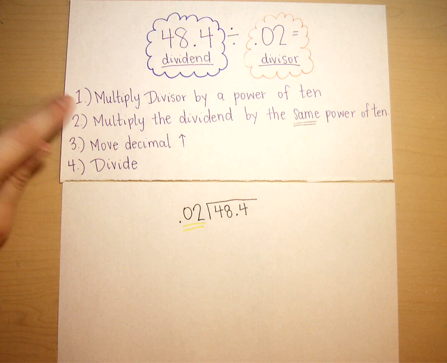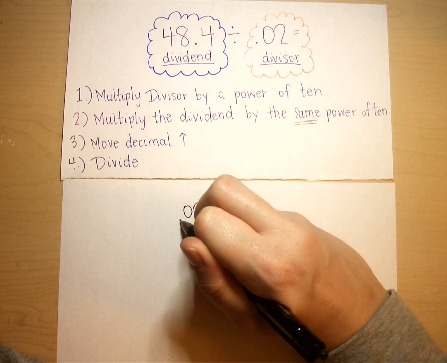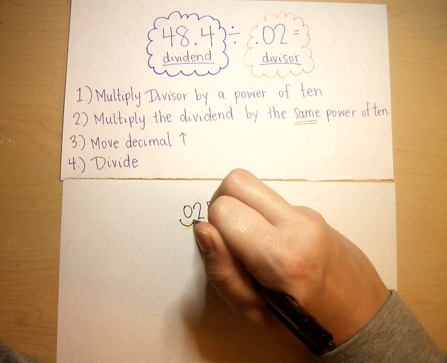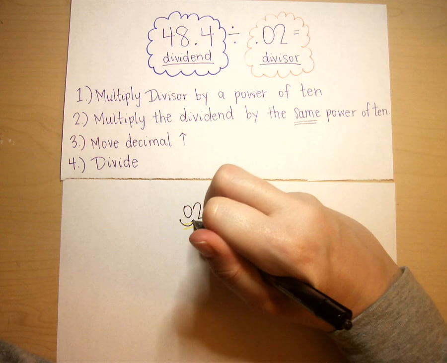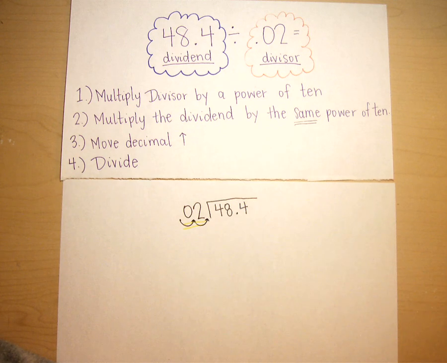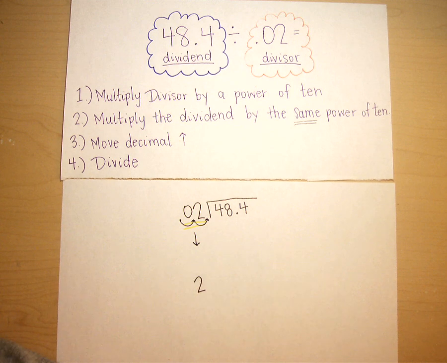So looking at number 1, the way to get rid of that decimal is to multiply that by a power of 10. And so what we like to say is scoop, scoop, ba-doop. So every time you scoop and move this decimal to the right, you are multiplying it by a power of 10. So I scooped once, scooped twice. And now that has turned into a 2. So step 1 is complete. I have multiplied my divisor by a power of 10, and there is no longer a decimal in my divisor.